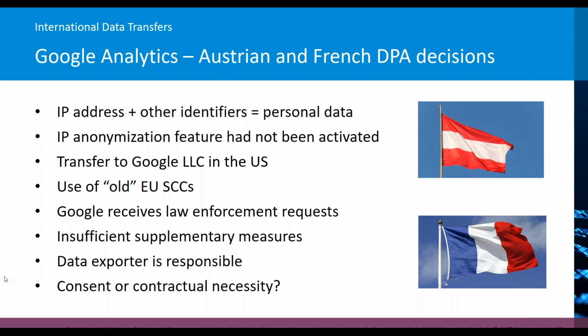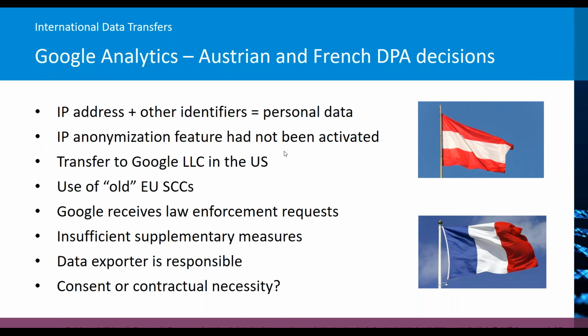And finally, the decision made no comment about the applicability of other mechanisms that are permitted under the GDPR, particularly explicit consent, which is one of the derogations under Article 49. And so this was not discussed in the decision, and no comment was made about whether or not it could have been relied upon.